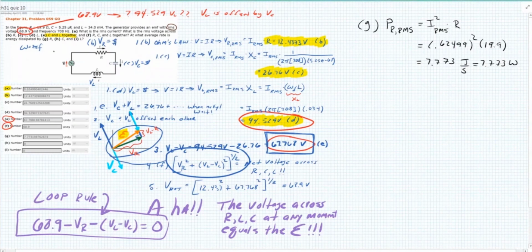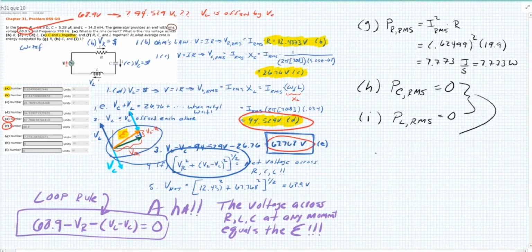And look at the answer to H and I. H says, do that same calculation. What is the average power dissipated across the resistor? I'm sorry, across the capacitor. So power across the capacitor, RMS, you know what, that equals 0. And part I, what is the average power dissipated across the inductor? That equals 0 as well. And that's because of the following.